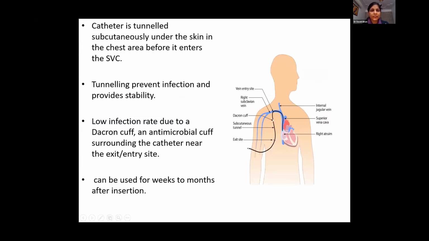Coming over to the tunneled catheters. Here the catheter is first put into the vein, then it is tunneled under the skin because we have to maintain it for a long period of time. The tunnel prevents infection and provides stability. There is also a low infection rate due to a Dacron cuff surrounding the catheter near the exit and entry site, and it can be used for weeks to months after insertion, usually for patients who are on chemotherapy.